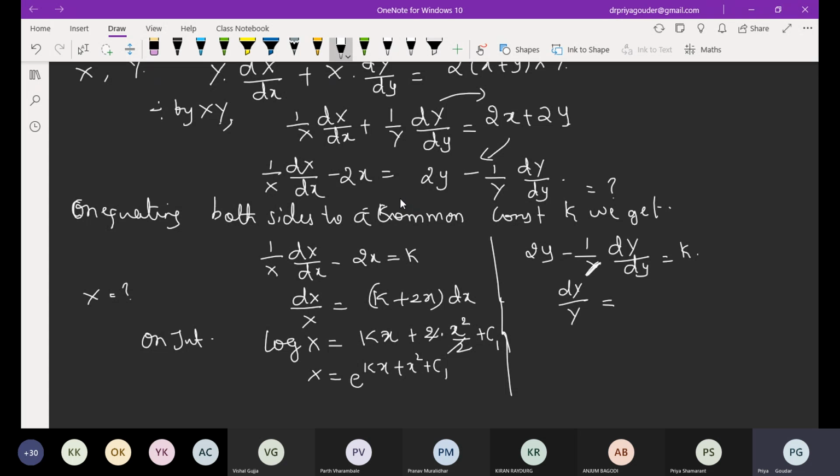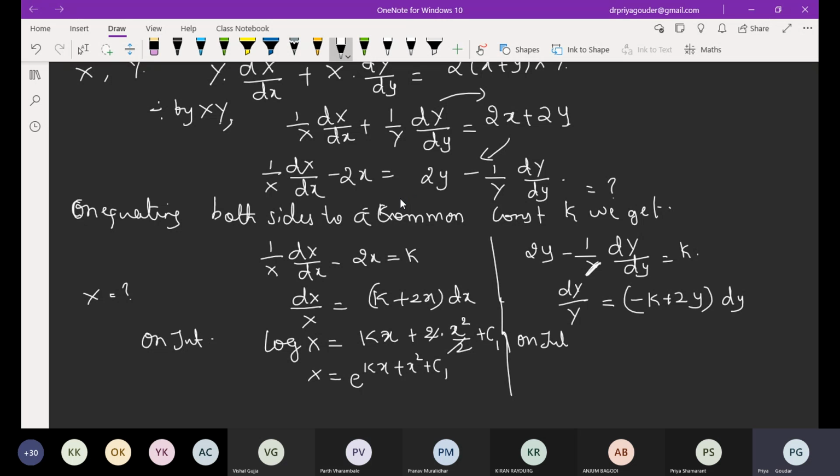Then I'll transfer the terms. So I'll take this 2y that side. It is k minus 2y. Then I'll transfer this minus. If I take minus here, this is minus and this minus becomes plus. Clear? What is one thing I missed? What I should write now? dy. After transferring that, this dy comes in the numerator. What is the next step?